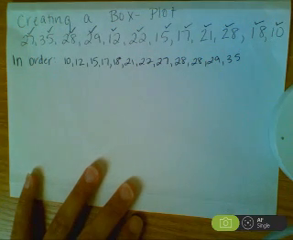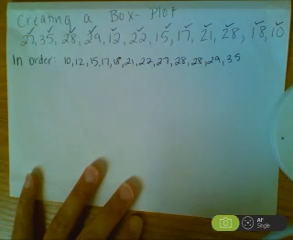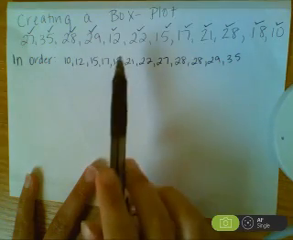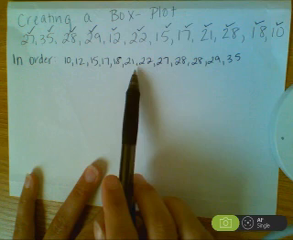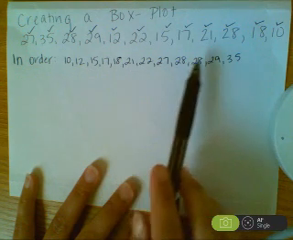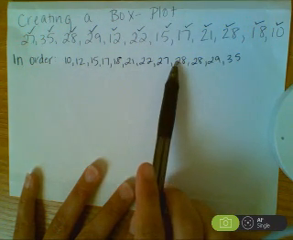Today we're going to practice creating a box plot. In 7th grade, you probably learned of this concept as a box and whisker plot. It's the same thing, just by a different name. The first thing that you always do is you put your data in order.